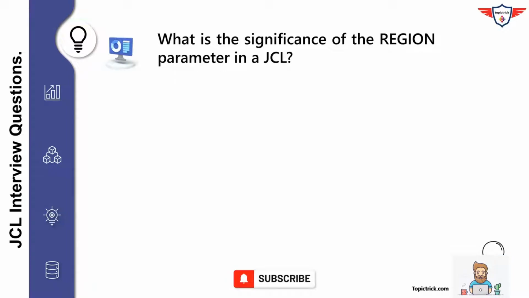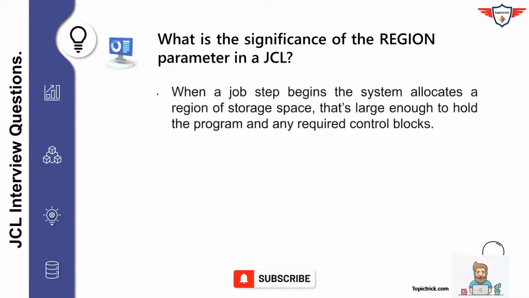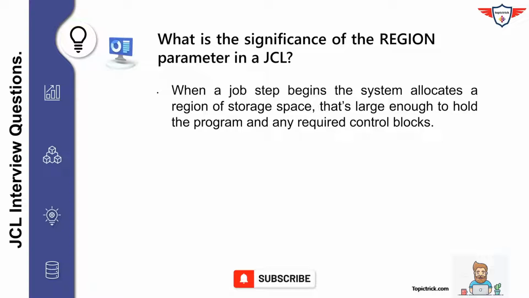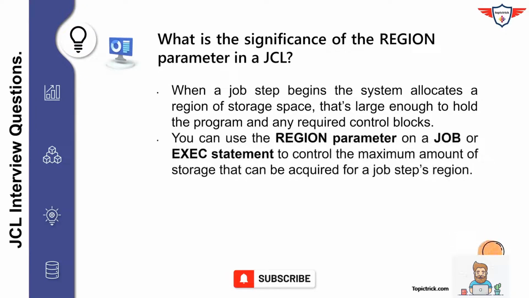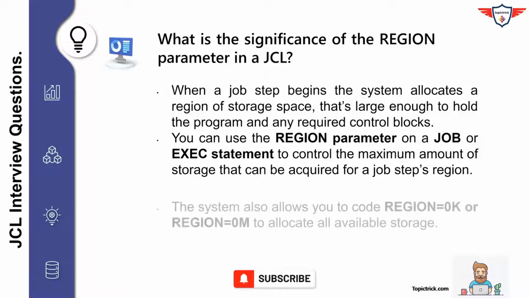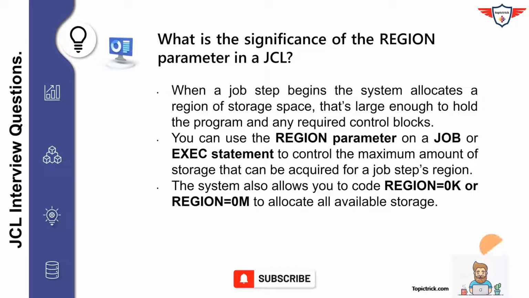What is the significance of the region parameter in a JCL? When a job step begins, the system allocates a region of storage space that's large enough to hold the program and any required control blocks. As the program executes, it can enlarge its region by acquiring additional storage. You can use the region parameter on a job or exec statement to control the maximum amount of storage that can be acquired for a job step's region. Although the system also allows you to code region equals 0K or region equals 0M to allocate all available storage.